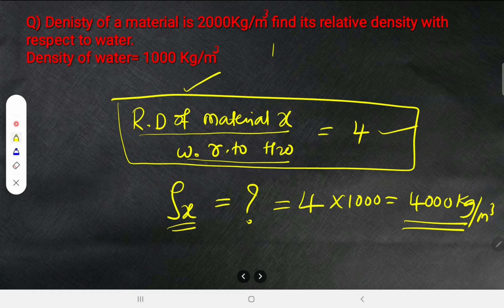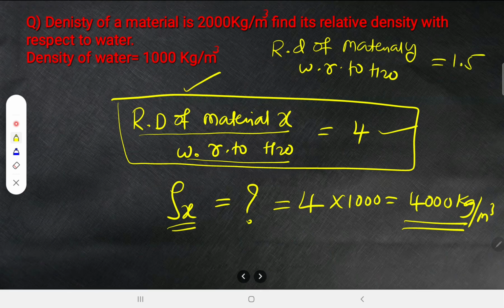Alright, so if I say the relative density of material Y with respect to water is equal to 1.5, what will be the value of the absolute density of material Y? Tell me. It is going to be 1.5 into 1000, so it becomes 1500 kg per meter cube. That's it. That was the main concept.